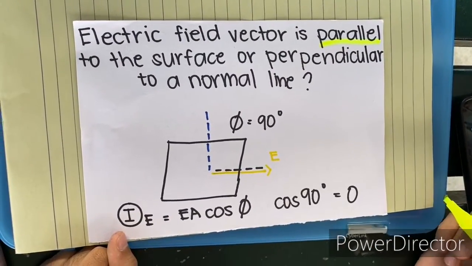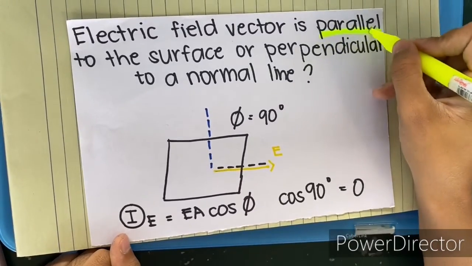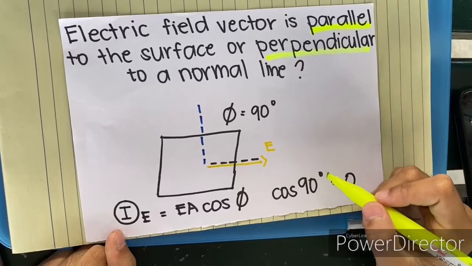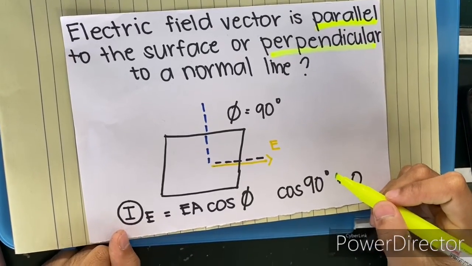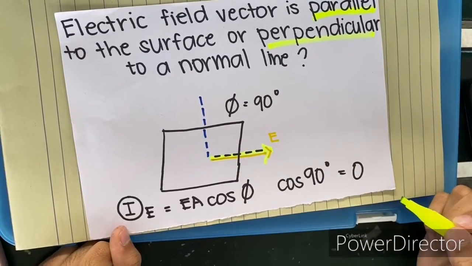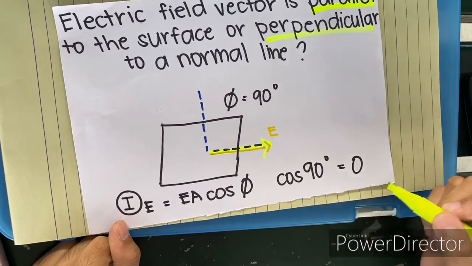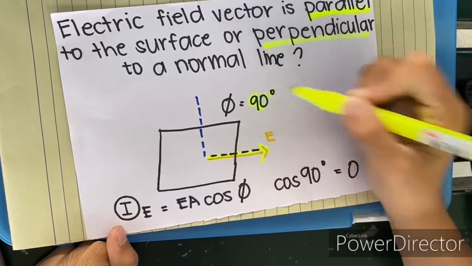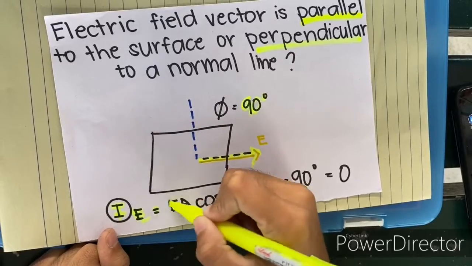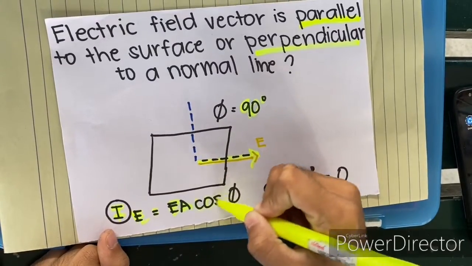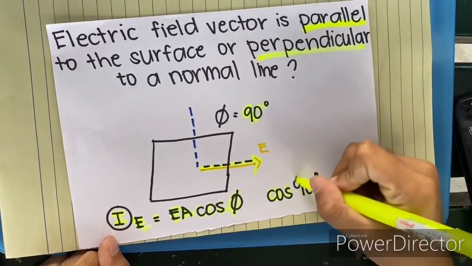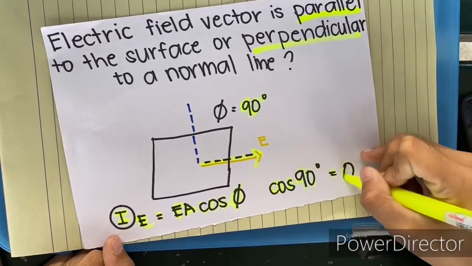What happens if the electric field vector is parallel to the surface, or perpendicular to the normal line? Let's say that the electric field vector is here. In this case, the angle between the normal line and electric field is 90. The electric flux is equal to EA cosine phi. Cosine 90 equals 0, so the electric flux is 0 in this case.